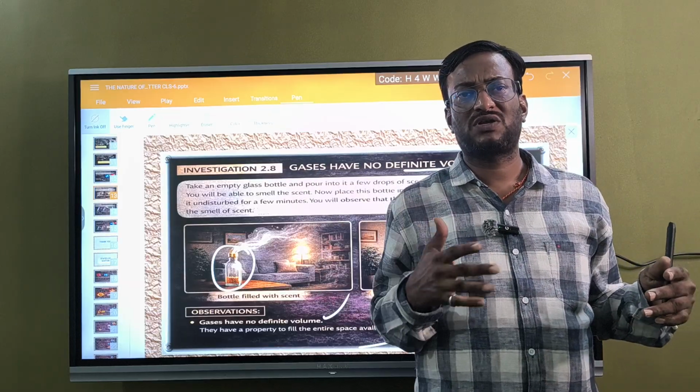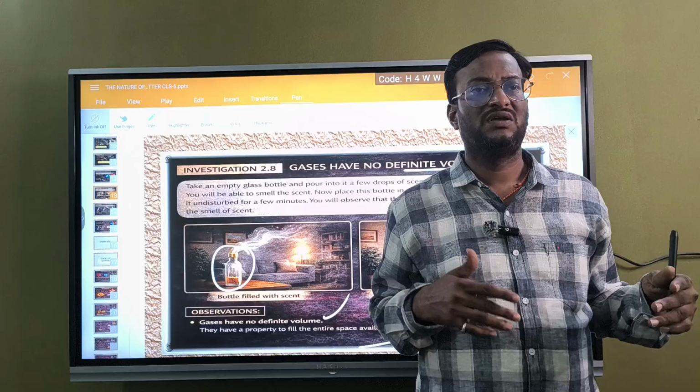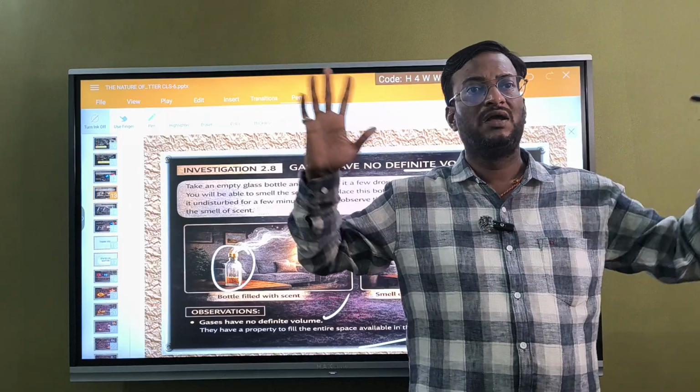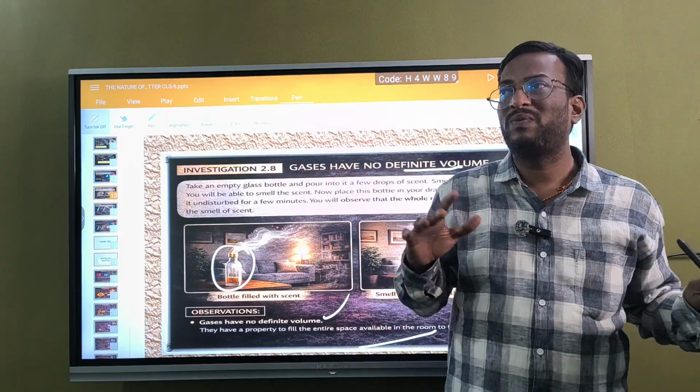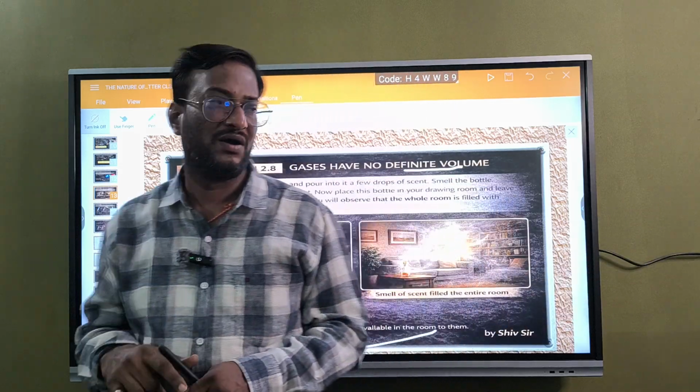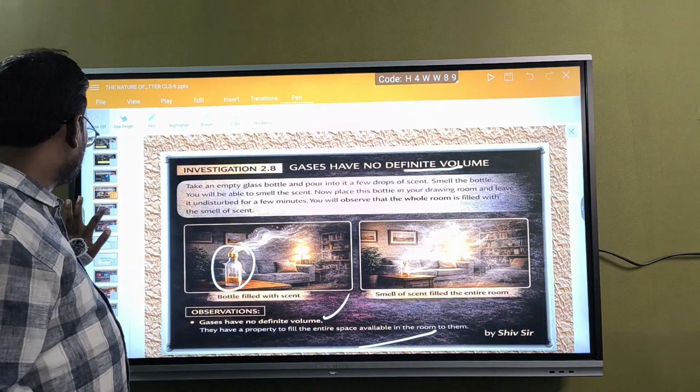In forthcoming classes, you are going to learn what diffusion is. Like that, they expand to a greater extent, depending on how much area they have. Okay, so this is the thing.